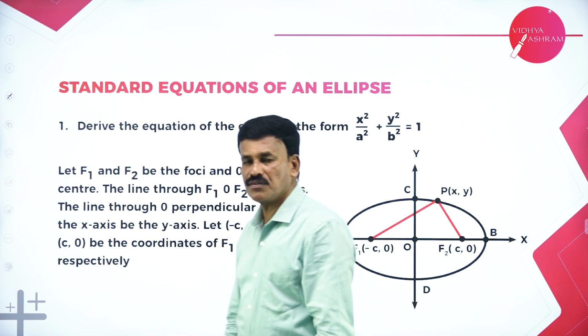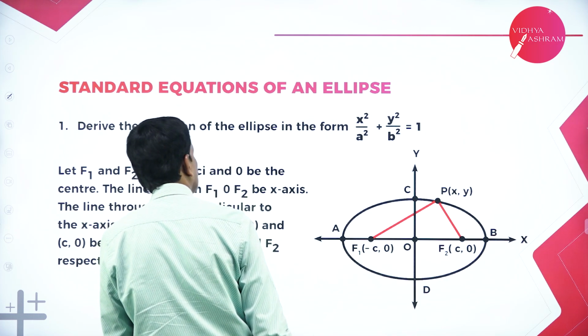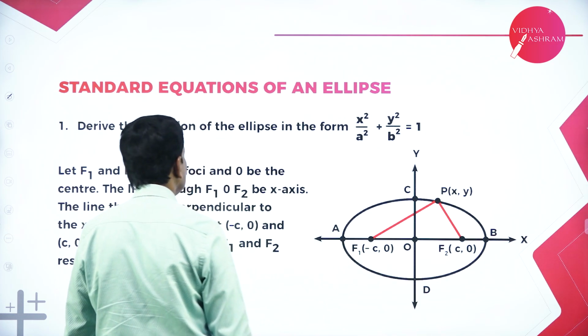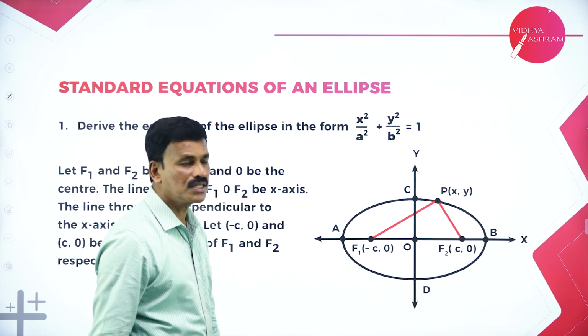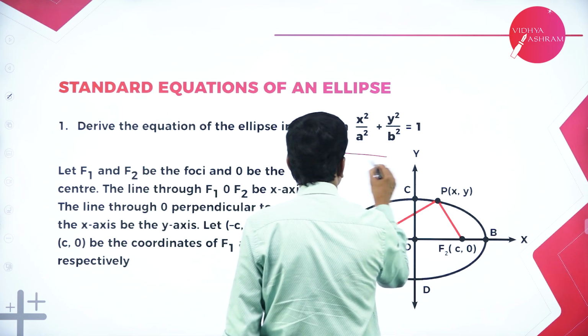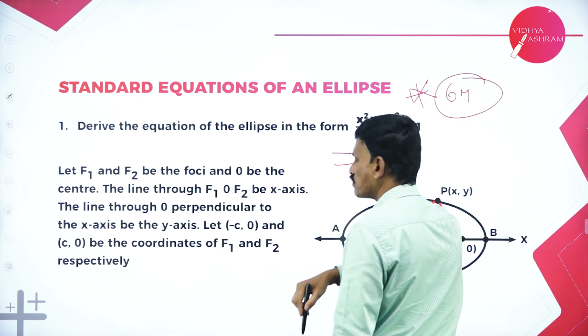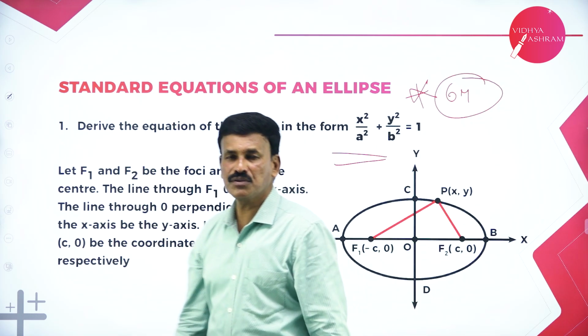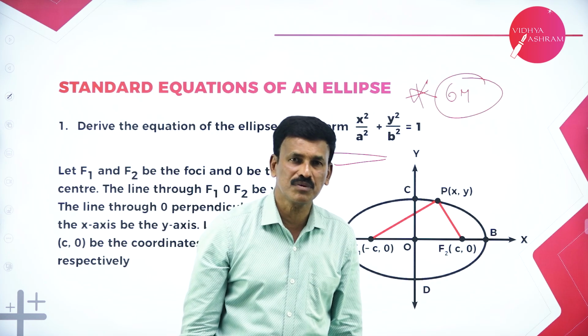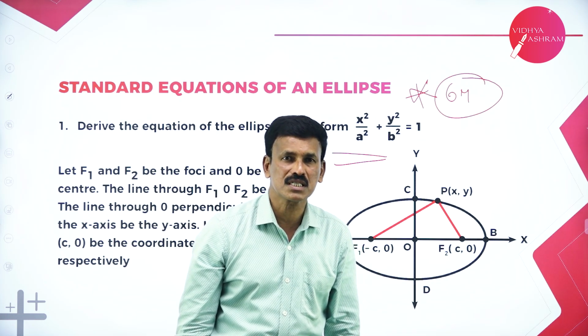Now let us derive the equation of an ellipse in the standard form, that is x square by a square plus y square by b square is equal to 1. So this is a very important sure question for 6 marks, part E. Now to derive the equation of the ellipse, x square by a square plus y square by b square is equal to 1 in the standard form.